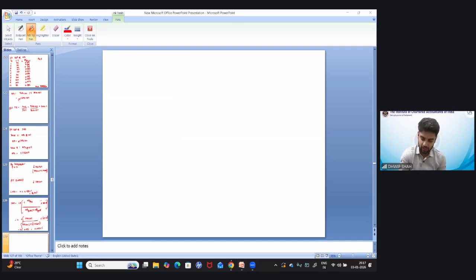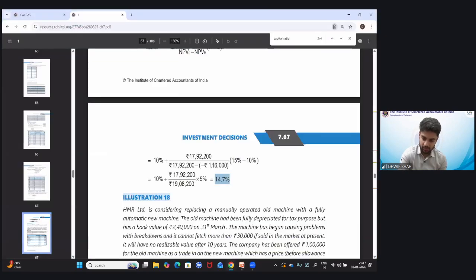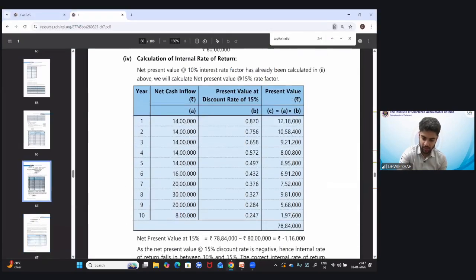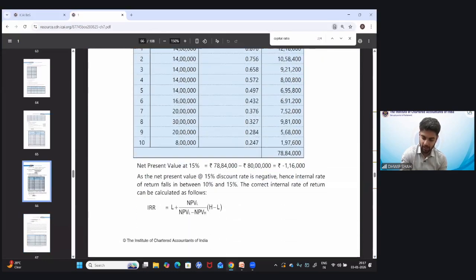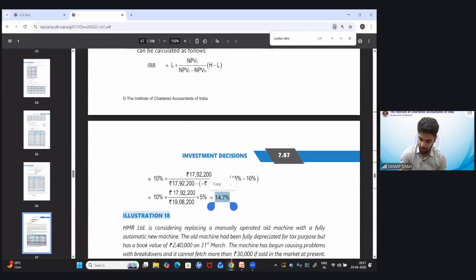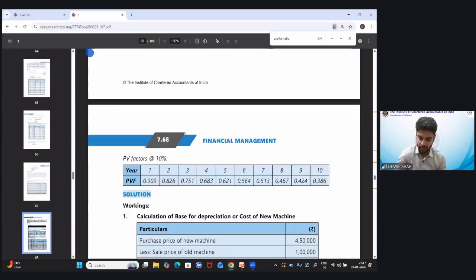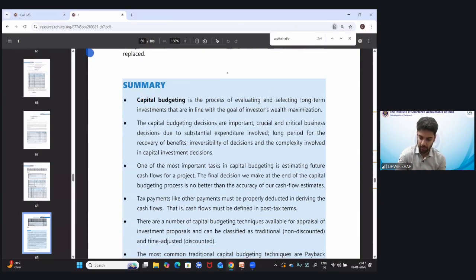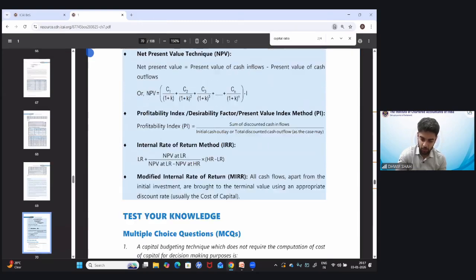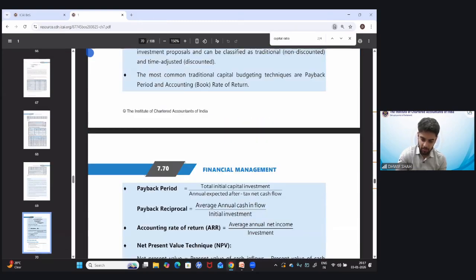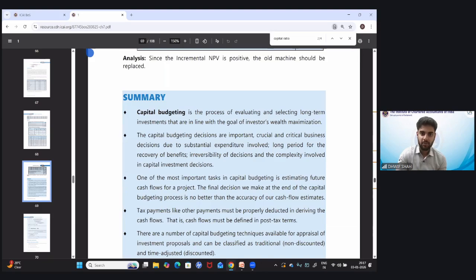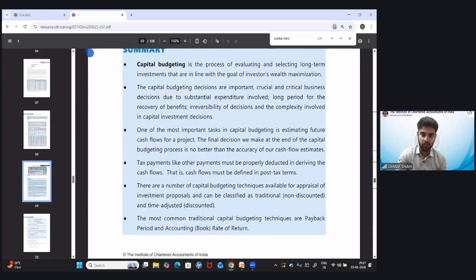This was illustration number 17. Everyone done with illustration 17? Any doubts? Any clarity? Illustration number 18 would take a lot of time, so we will not be able to take that. Let's come to practical problem. Before going to practical problem, you can just read this summary of the chapter.